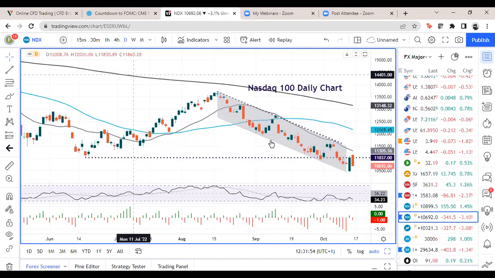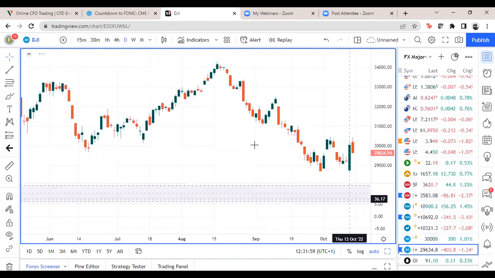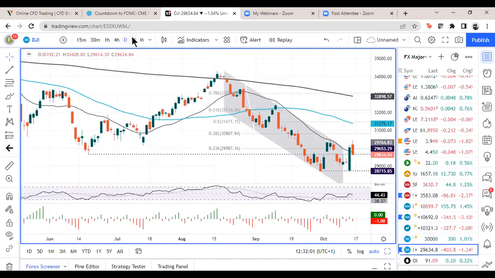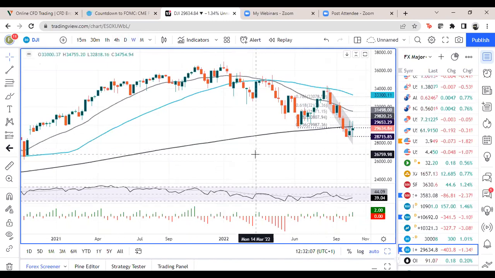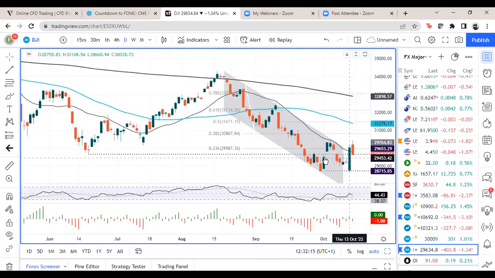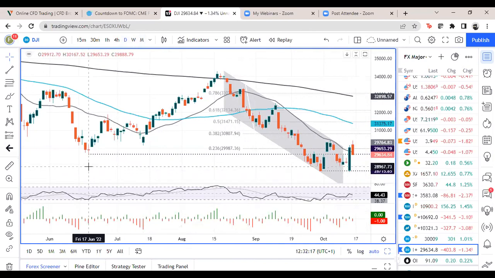Just on the Dow, where are you, Dow? There we are. The weekly also below that 200-week moving average at 29,653. We bounced from the September low at 28,715, and we're again in key levels here that you can see. Yeah, that mid-June low at 29,653. That's on the Dow.